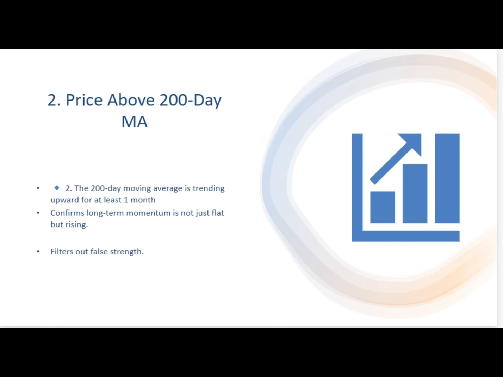All right, the price above the 200-day moving average. So it's not only the 150, it's also the 200, and there is another moving average which we will cover later. But let's talk about this one right here. The 200 moving average trending upward for at least 1 month confirms long-term momentum is not just flat but rising. So when we see the stock is above the 200 MA, it filters out false strength.